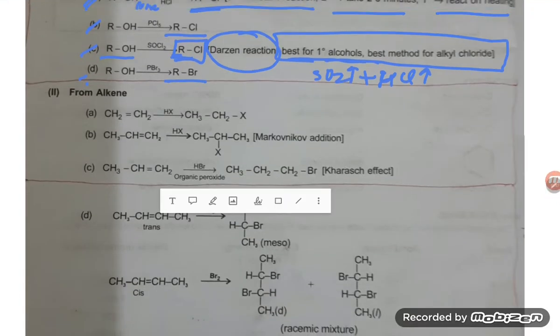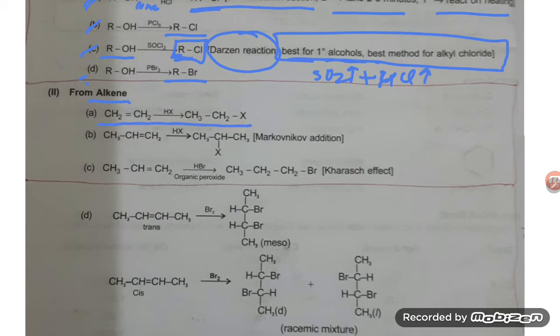Next method, students, is from alkenes. When a symmetrical alkene is treated with HX, it gives CH3CH2X, and if it is an unsymmetrical alkene, it gives the Markovnikov product. In the presence of organic peroxide, it is the Kharasch effect or anti-Markovnikov rule. 1-bromopropane will come here, and in the other case 2-bromopropane will come.